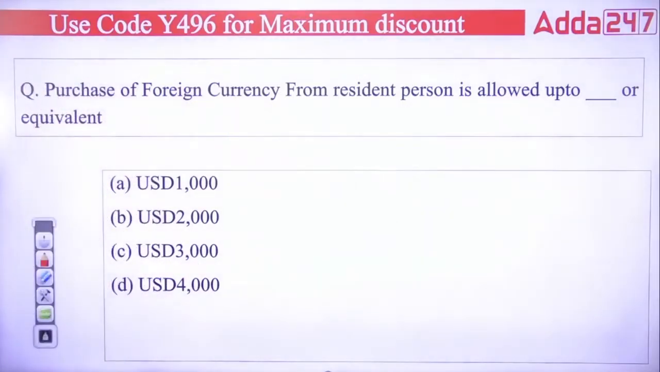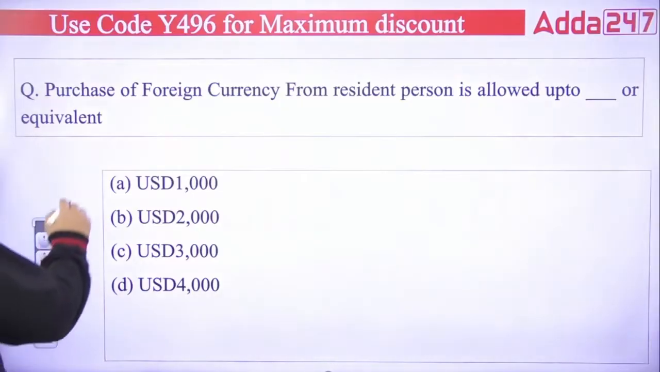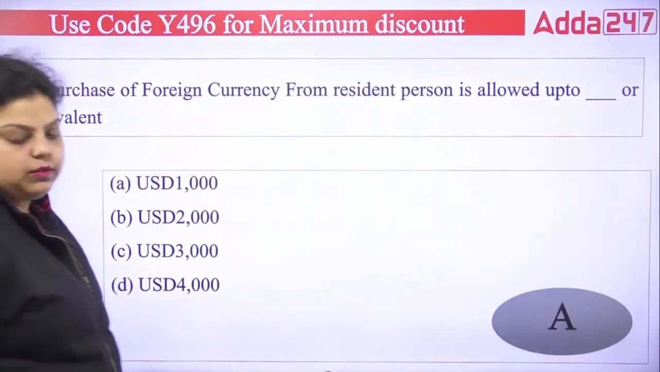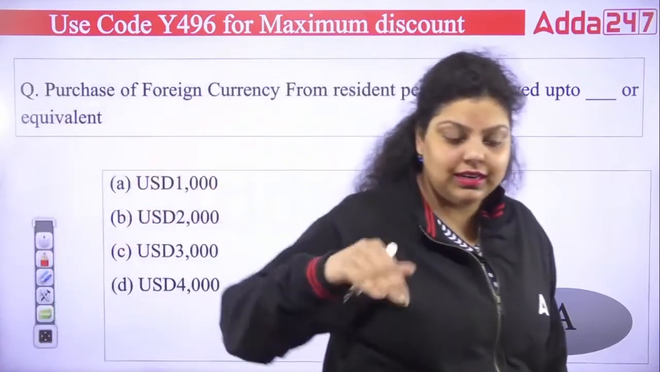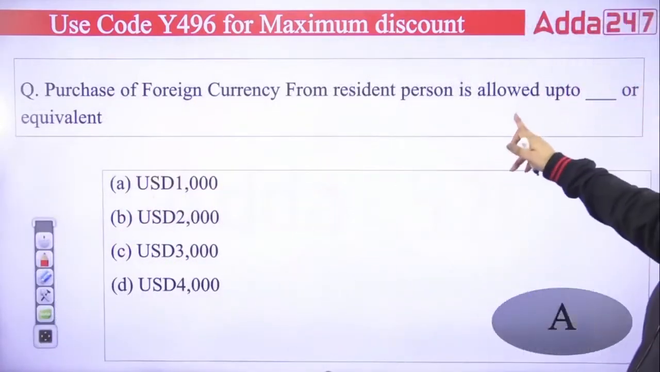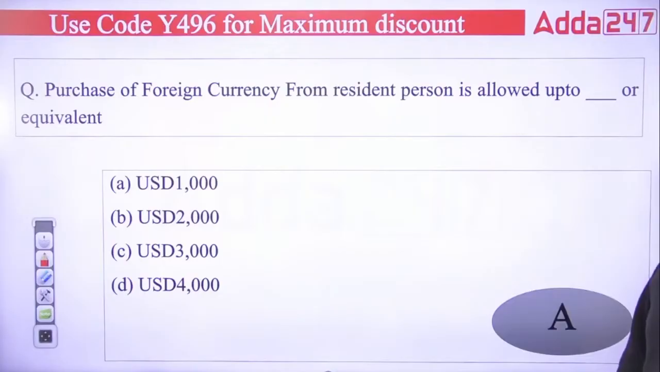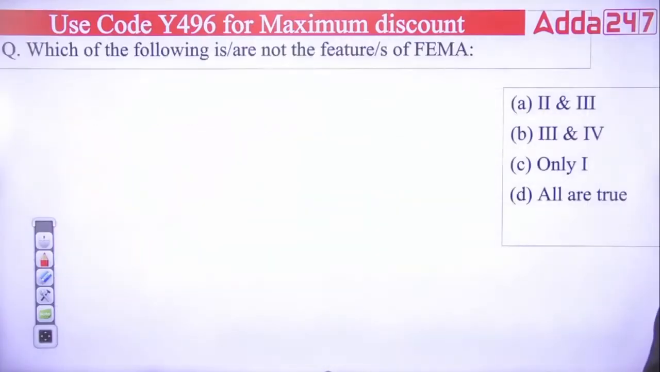Okay, and the right answer for this particular question will be your A option, that is $1,000. So if you are purchasing foreign currency from a resident person only, it is allowed up to how much amount? $1,000 or equivalent. Okay, now next we have, which of the following is or are not the feature of FEMA?